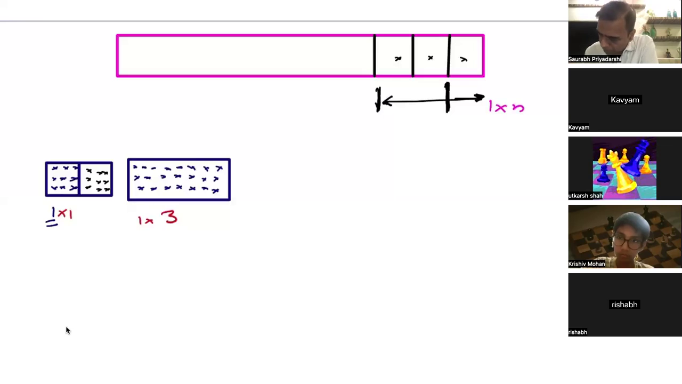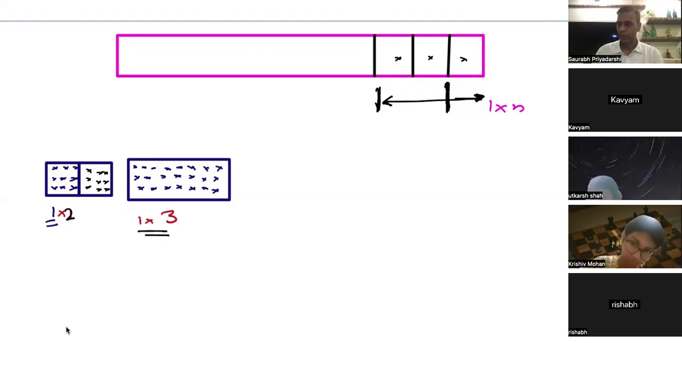This time I have 1 cross 2 and 1 cross 3. And I have to fill in 1 cross n, right? Right up. Very good. Reserve. Very good, Sanjana. Very good, beta. Very good. Lightning speed. Very good.